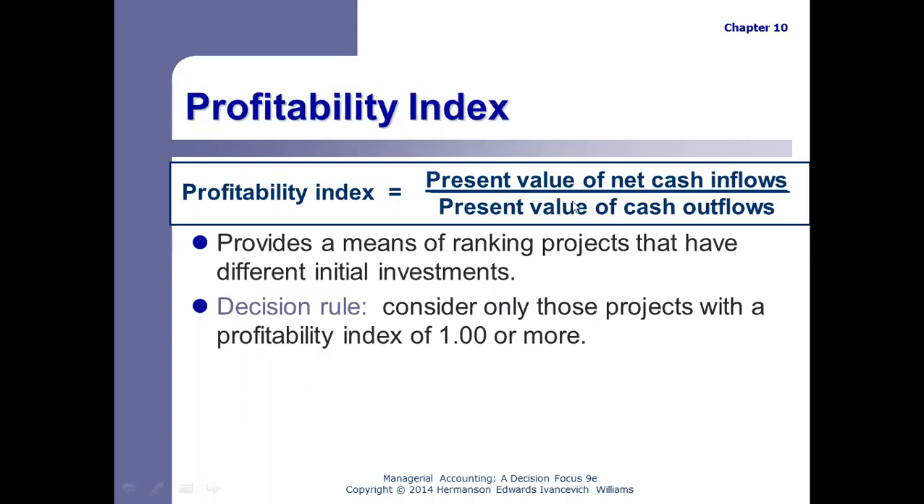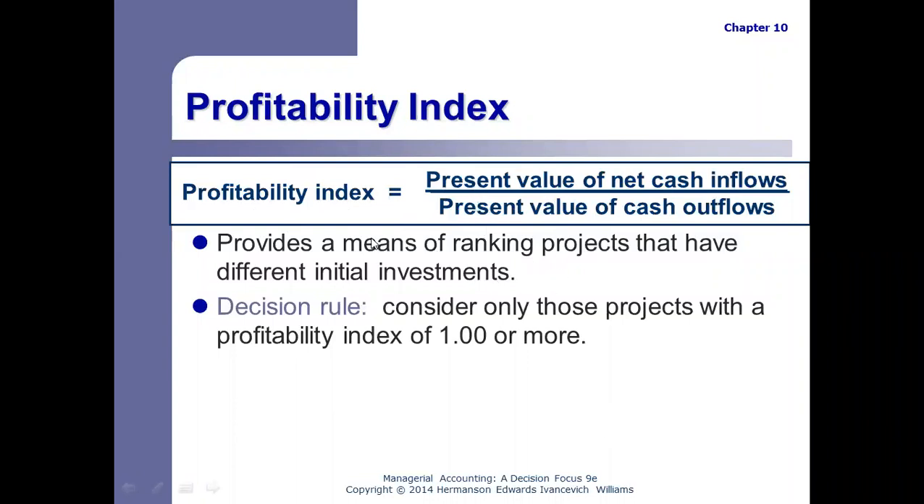We're going to be using the same calculations that we did for NPV, net present value, but we're going to come up with an index. So the profitability index is the present value of the net cash inflows divided by the present value of the cash outflows. Remember for the net present value method, we subtracted the present value of the cash outflows from the present value of the cash inflows. And in this profitability index method, we divide the two, okay?